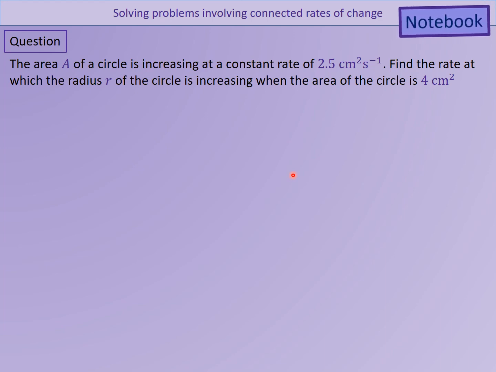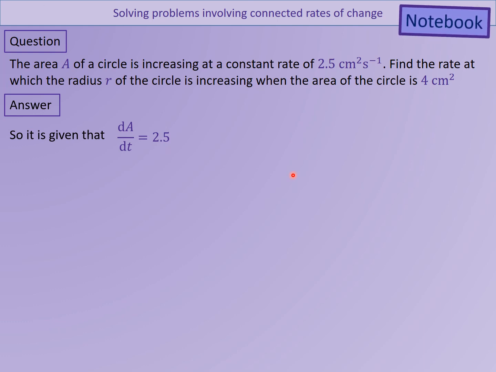And let's have a quick go. So the first thing I've noticed is that first thing I was just talking about. From that first line, the area A of a circle is increasing, so it's positive, at a constant rate, and it tells you the units in there. So the area of a circle is increasing. Now that could be against anything, but the actual formula here is telling you it's to do with time. So it's increasing at 2.5 centimeters squared every second. Hence me getting that one.